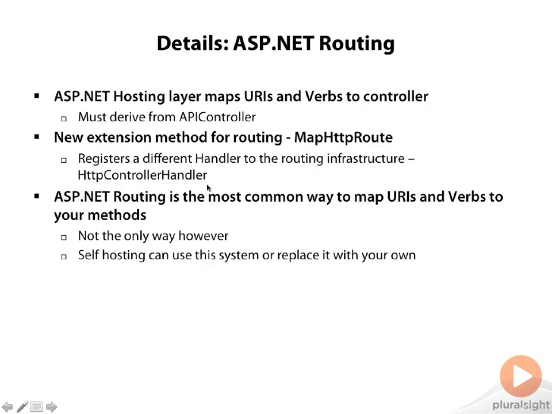If you don't like mapping URIs and verbs to your methods, you can change this in the Web API. Again, as I said earlier, one of the major design goals of the Web API was to make everything very extensible, which means you can replace almost everything. So if you want to handle incoming HTTP requests in a different way, you can actually replace that. If you're doing self-hosting, self-hosting makes it very easy to replace that routing mechanism.